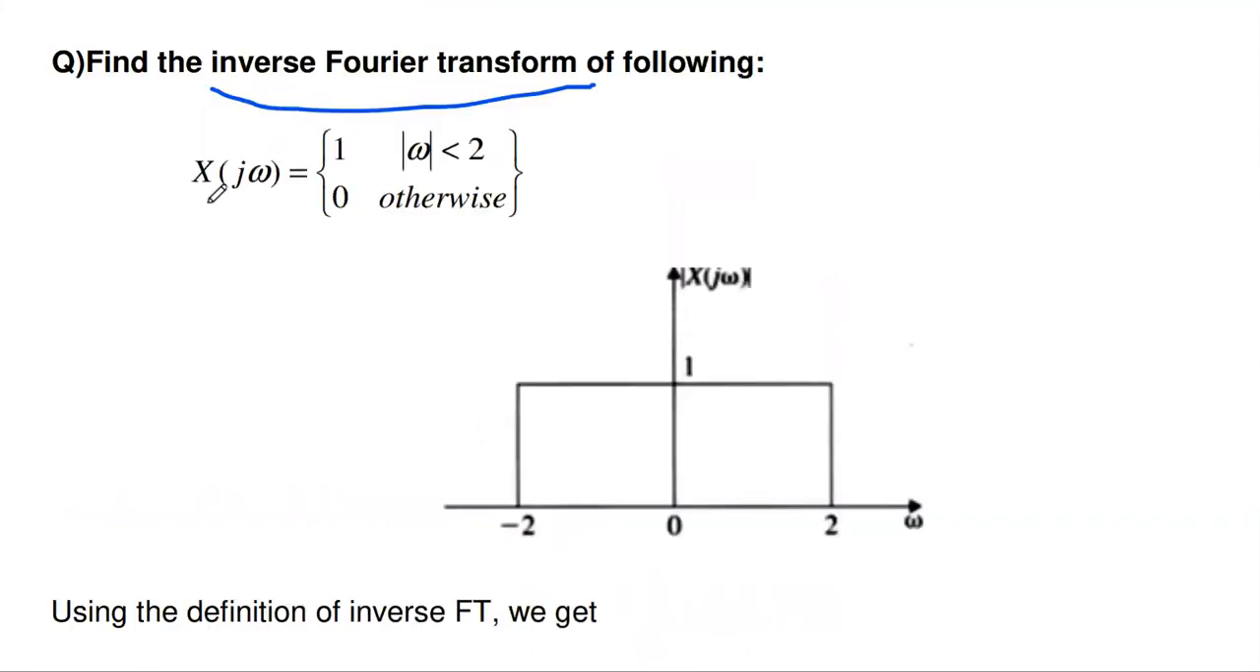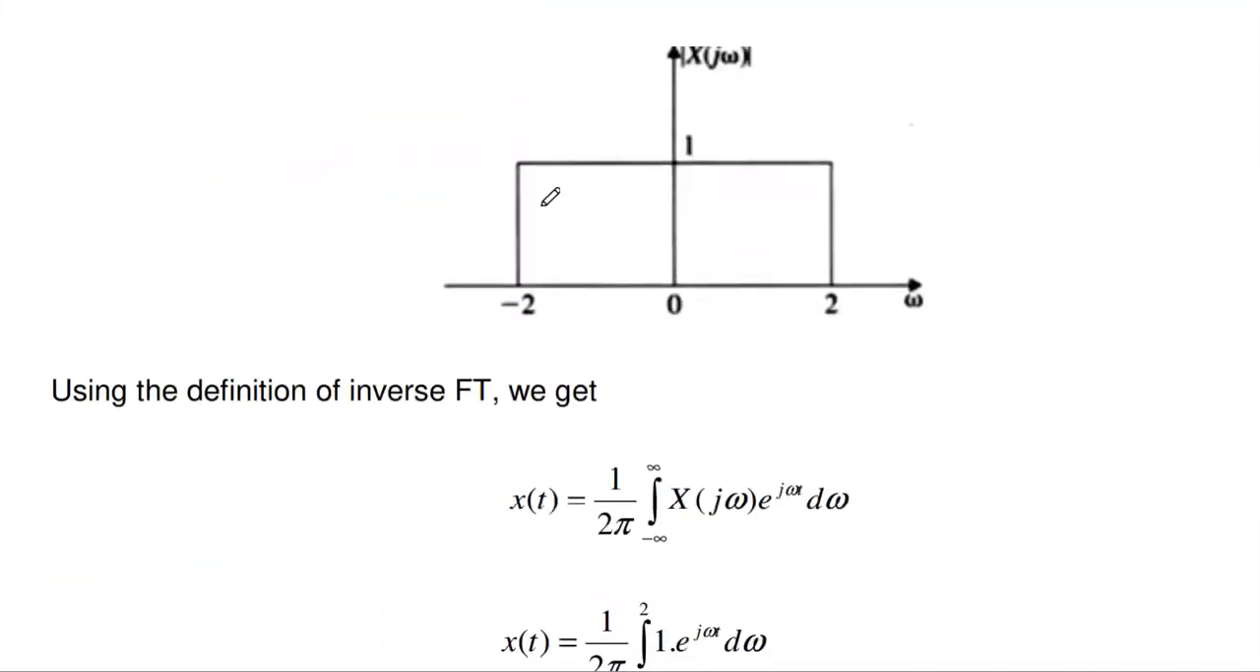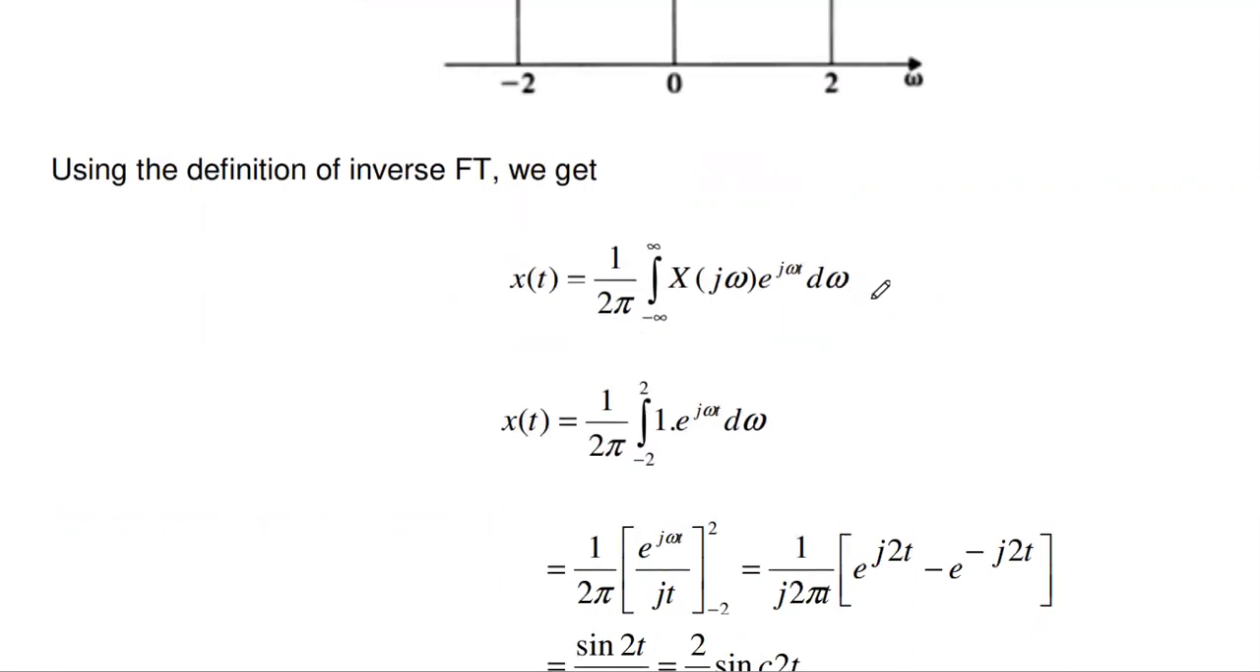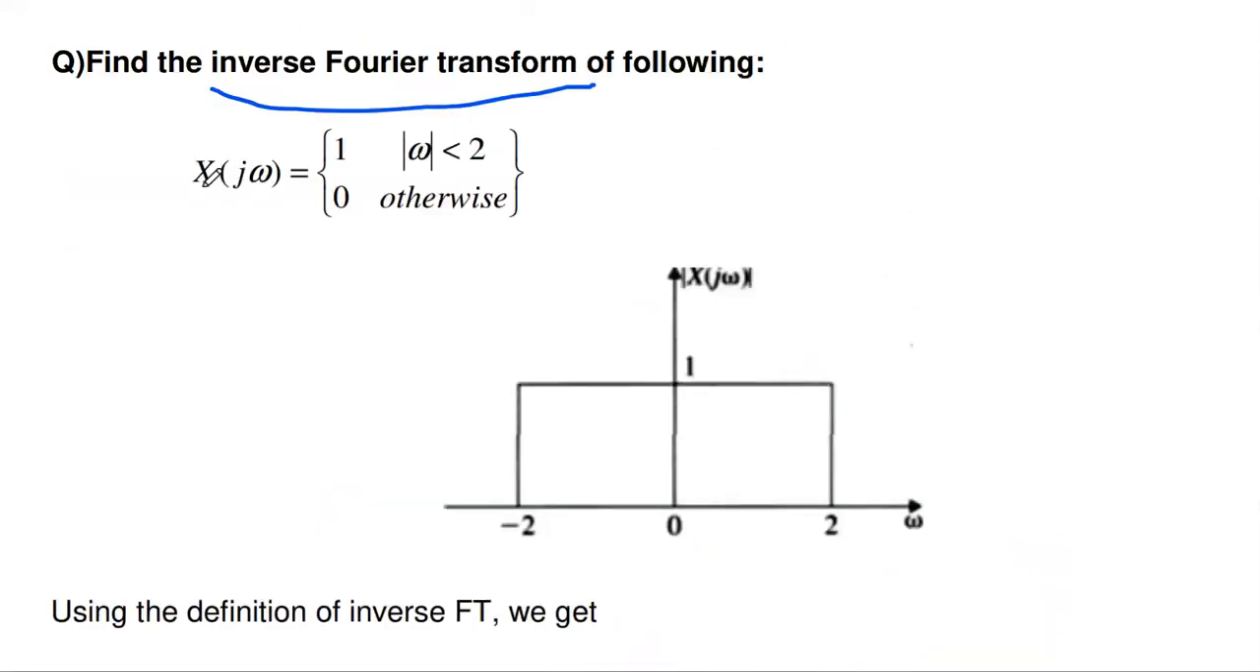So if the x of j omega value is given for some limited omega range, we may use the inverse Fourier transform formula method. Then in the next problem, we have to solve one more inverse Fourier transform problem. But in that problem, the omega limit is not given. Only the x of j omega value, the polynomial in j omega, is given. So for that problem, we have to use the partial fraction method. Okay. So in this inverse Fourier transform, two methods are there. One is, if the x of j omega is given for some range of omega, we have to use the formula method, or otherwise we may use the partial fraction method.